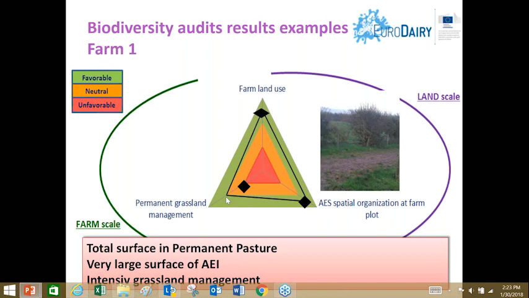And the third point of the audit was about grassland management. And on this farm, the farmer had a very intensive grassland management on the field. But we can say that this intensive management in the field is compensated by a very favorable farmland use and very favorable semi-natural habitats on the farm. So I would say that the farmer found a way to balance his intensive management on grassland.